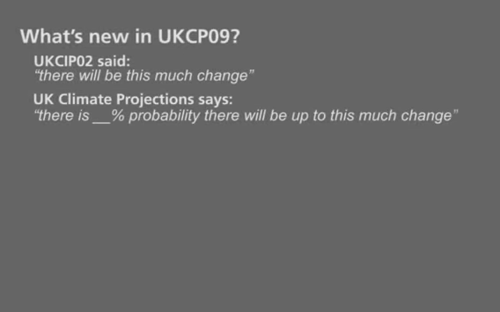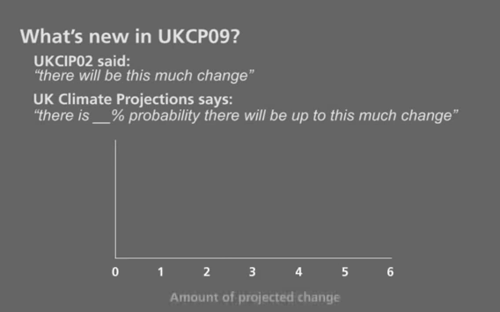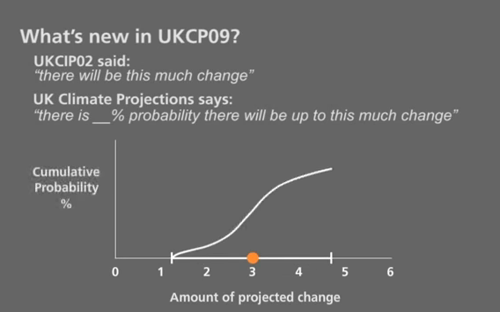So what's new in UK CP09 besides greater accessibility? Well, the main change is a move from a deterministic model to a probabilistic one. But what does that mean? In UK CIP02, the model said there will be this much change. For example, 3 degrees of change. But the UK climate projections say that there will be a range of change. And not only does it say that there will be a range of change, it ascribes a probability to that range as well. The range is where the power of UK CP09 comes from. Because if we have an adaptation that works with the range, it's more likely to be a successful adaptation over time.